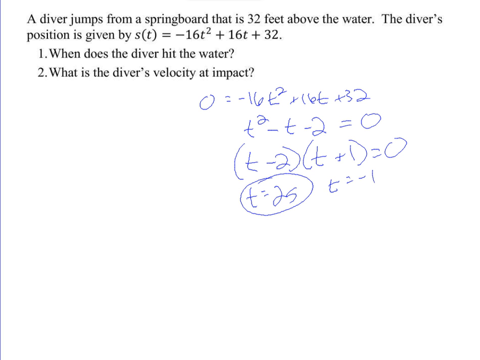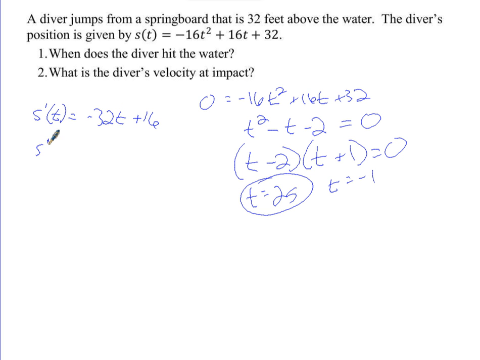What is the diver's velocity at impact? So now we gotta find the derivative. Okay, so find the derivative. What will I write? S prime of t equals negative 32t plus 16. Now what? Oh, now we gotta plug in 2. Yeah, because that's going to give me a velocity. If I plug the time in here, it will give me a velocity at that current time, right? As soon as we smack the ground or the water or whatever it is we're doing.